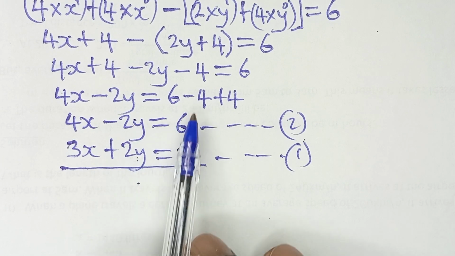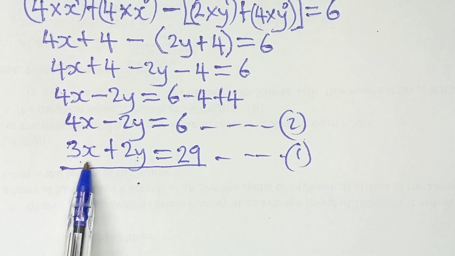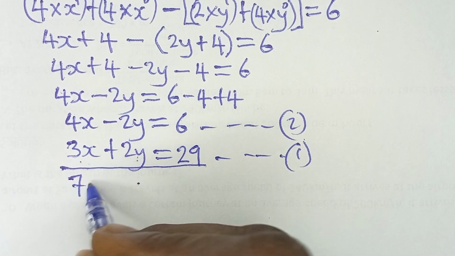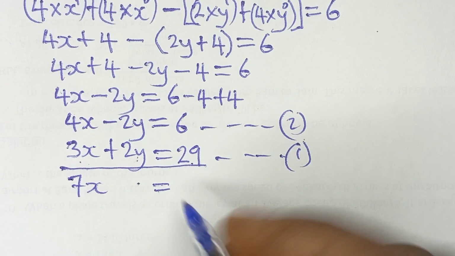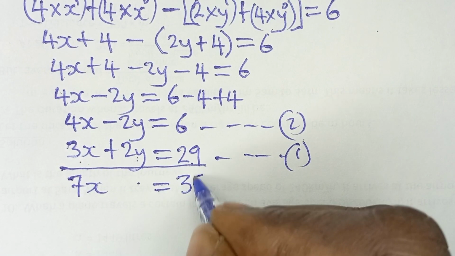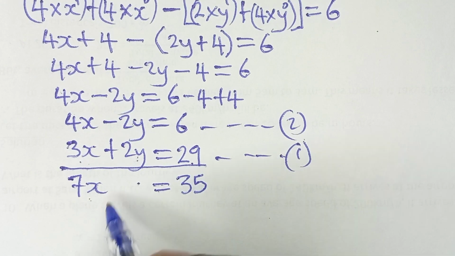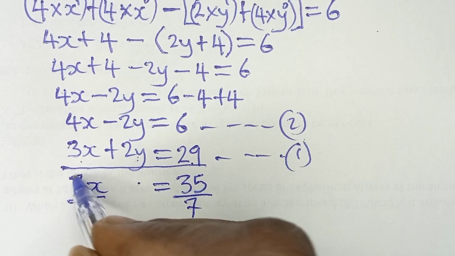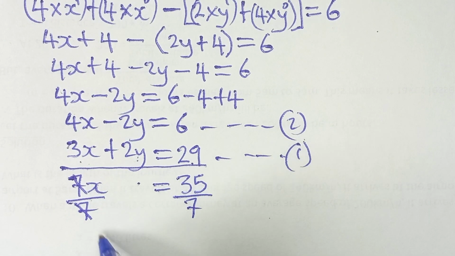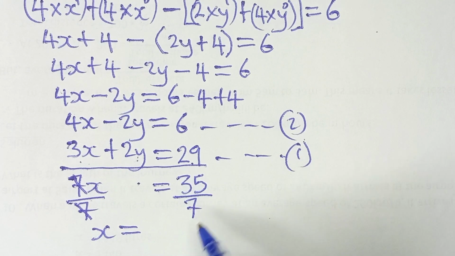So since we are adding, we also add the corresponding terms. So 4x added to 3x will give us 7x, and that will be equal to 6 added to 29 will give us 35. So we can now divide both sides by 7 in order to get x. So when I divide both sides by 7, 7 will cancel 7, and then I'm left with x here, and that will be equal to 35 divided by 7, which will simply give me 5.